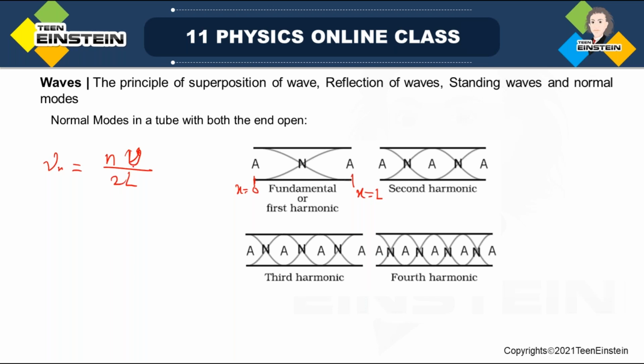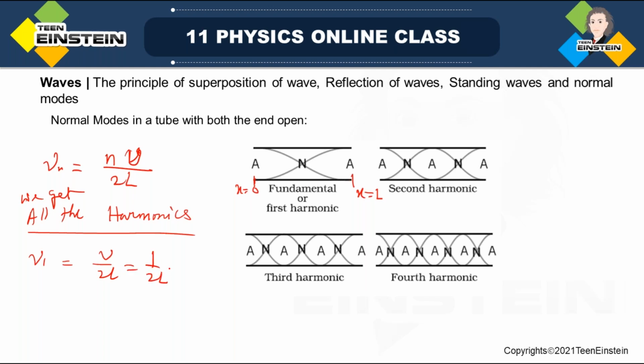Okay, this will give you the normal modes we get in case of open pipe. So we get here all the harmonics. Like, see, nu 1 you will get v by 2l, as we were discussing so far, with v equal to root of gamma p by rho. Nu 2 will be 2v by 2l, so you'll get 1 by l root over gamma p by rho. This is the case with open pipe.